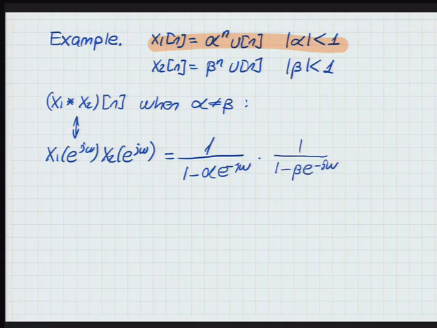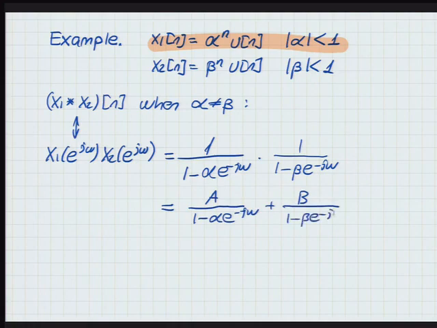So this doesn't look particularly pretty, but if I can do what I called partial fraction expansion a week ago, that is, if I can write this as a number to be determined divided by the first term plus another number divided by the second term, then I've broken apart the product into two simple sums, and I know where each term in the sum comes from in the time domain, right?